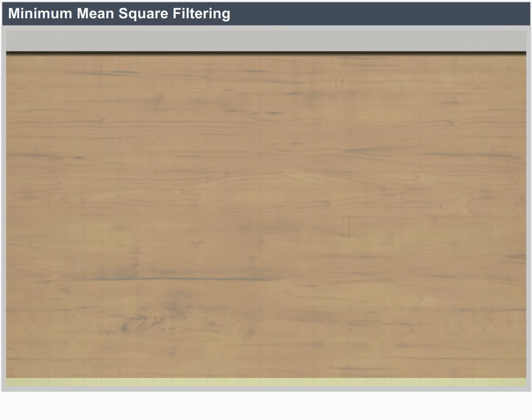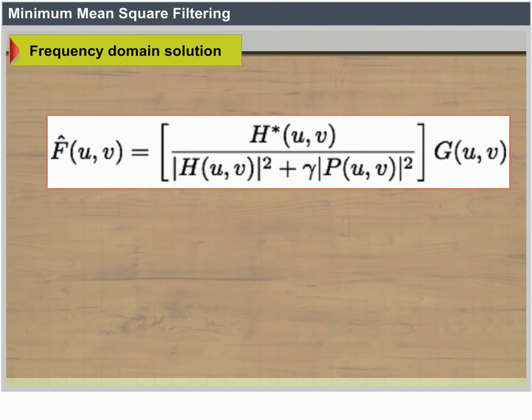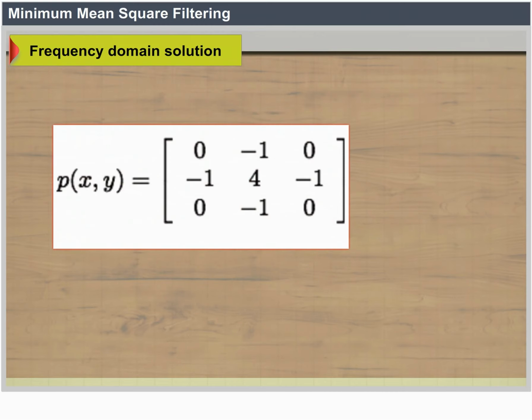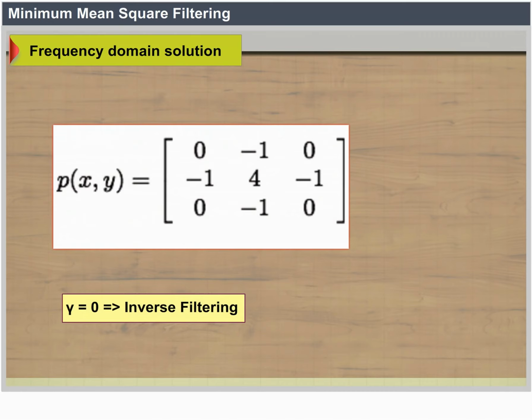Frequency domain solution. The equation is as shown, with gamma representing the parameter adjusted so that the constraint is satisfied, and P(u, v) representing the Fourier transform of the function. The matrix of p(x, y) is shown, where gamma equals 0, that is, inverse filtering.